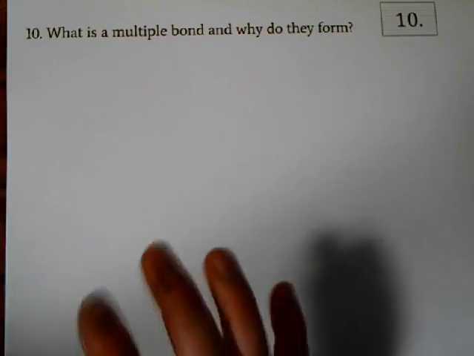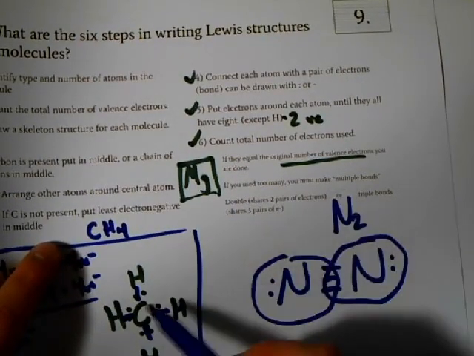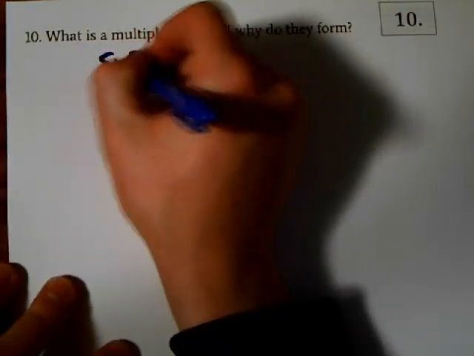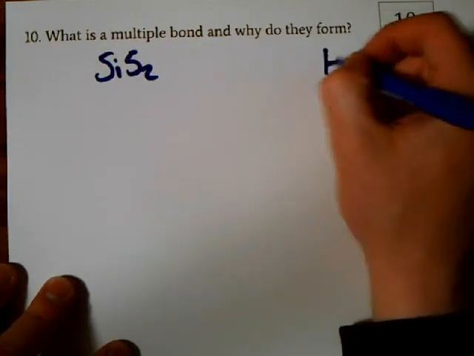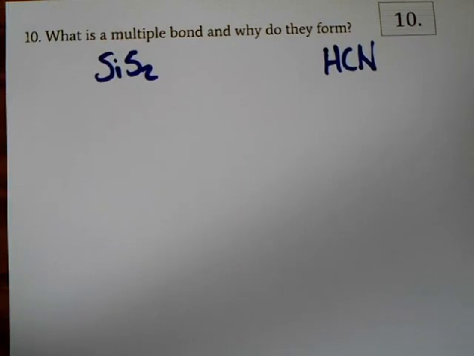A multiple bond is where 2 atoms are going to share more than just 2 valence electrons, or they're going to share more than 1 pair of electrons. How that happens is like in our last step here. If I used too many dots to make everyone happy, then I have to start sharing them up. Or it's really, I have to become more efficient. So I'm going to give you 2 examples here. We're going to do SiS2 and we're going to do HCN, or hydrocyanic acid.